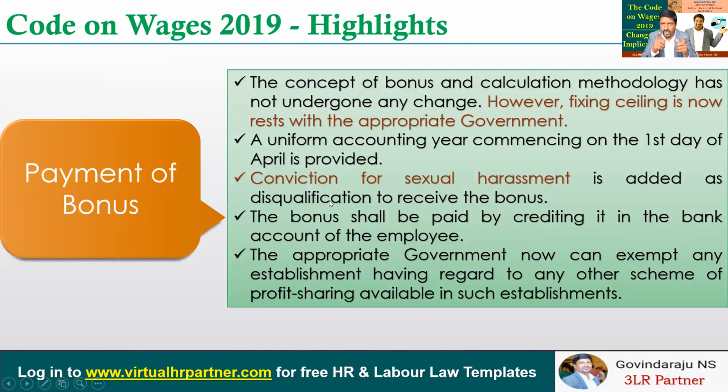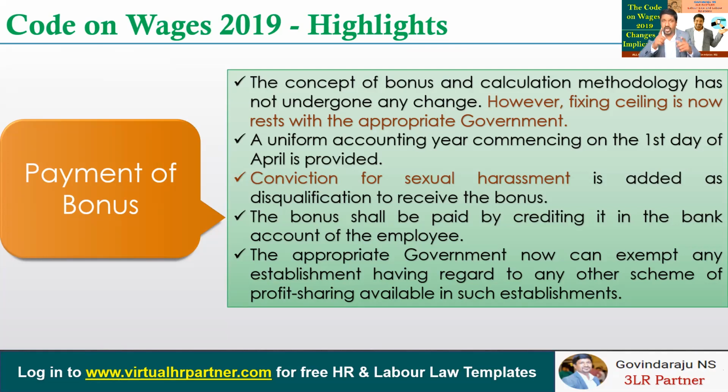Now coming back to payment of bonus, the concept of bonus and calculation methodology has not undergone any change. However, fixing the ceiling for applicability of the payment of bonus, the wage ceiling, now rests with the appropriate government. So today we have 7,000 or minimum wages, whichever is applicable, and also there is a wage ceiling of 21,000. These ceilings can now be fixed by the appropriate government instead of the central government, and this will have uniformity issues across the country if it does not get corrected going ahead by way of an amendment. And a uniform accounting year commencing on the first day of April is provided.